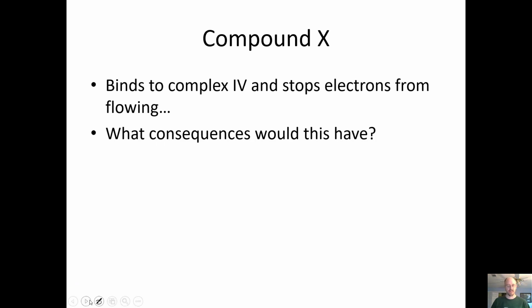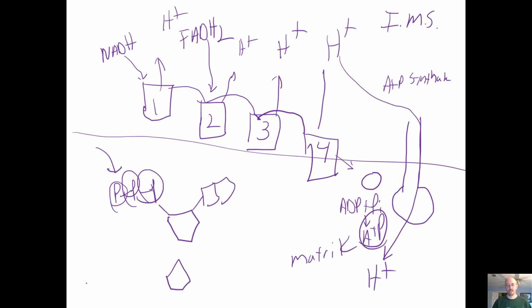Now, what if there was a molecule? We'll call it compound X. Compound X binds to complex 4 and stops electrons from flowing. So if you get a hold of compound X, it actually sticks right here. And it prevents electrons from going any further than this. So oxygen is down here, but it's doing nothing.